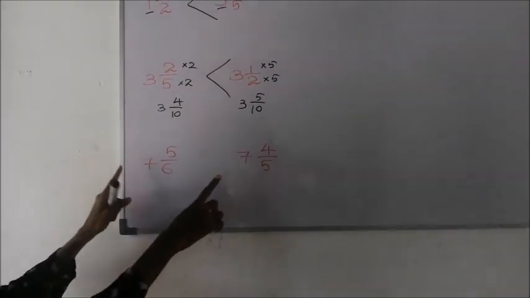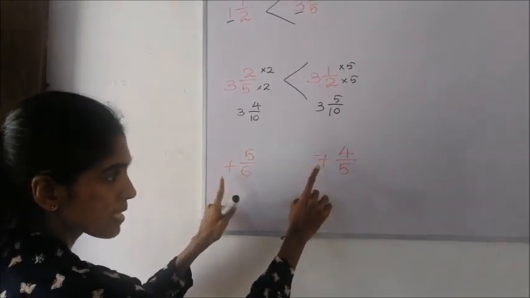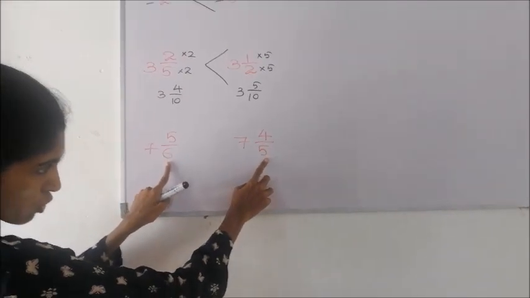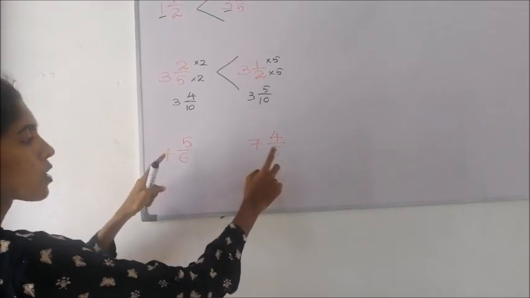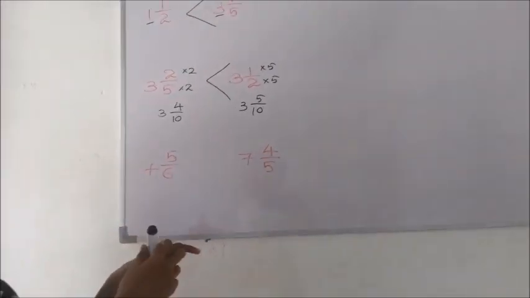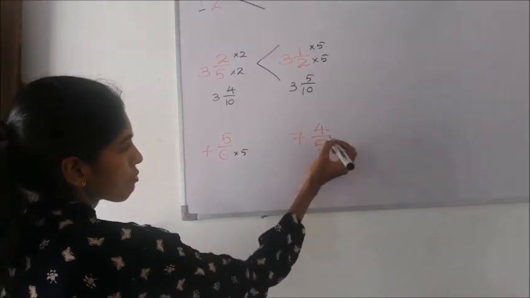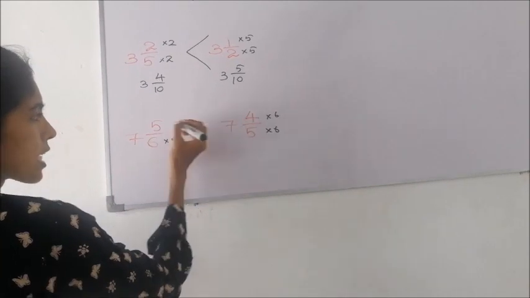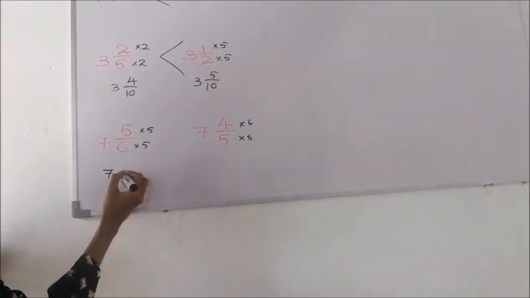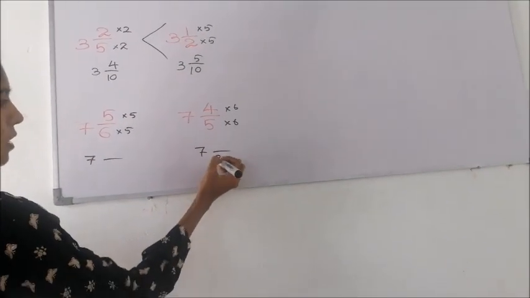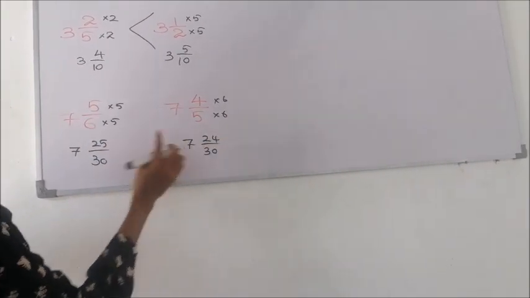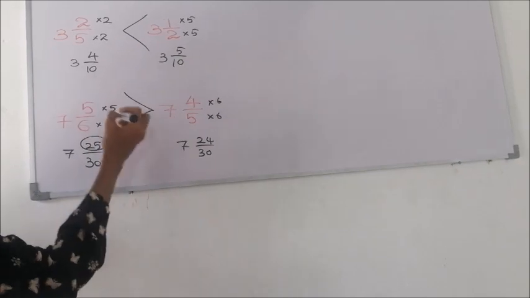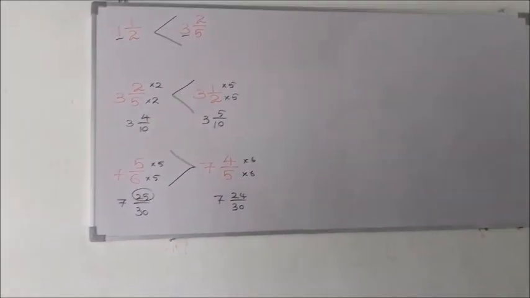Next example. Look at the whole part. They are same. If they are same, go to the fraction part and compare. Numerators are different, denominators are also different. So we will make the denominators same. 6 multiplied by 5, 5 by 6. Do the same thing to the numerator also. What are the new mixed numbers that we can write? Out of 30, from here 25, from here 24. That means from 25 we get the bigger fraction. This is how we compare mixed numbers.